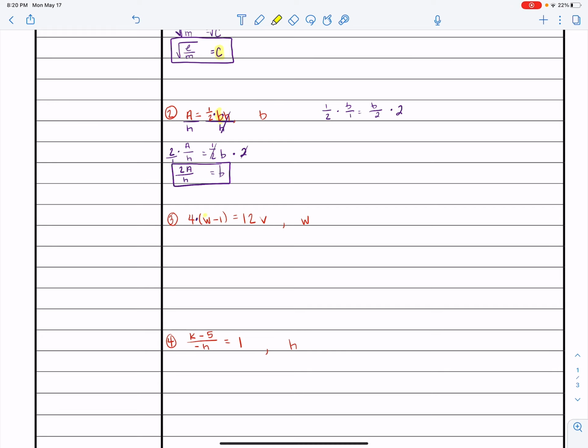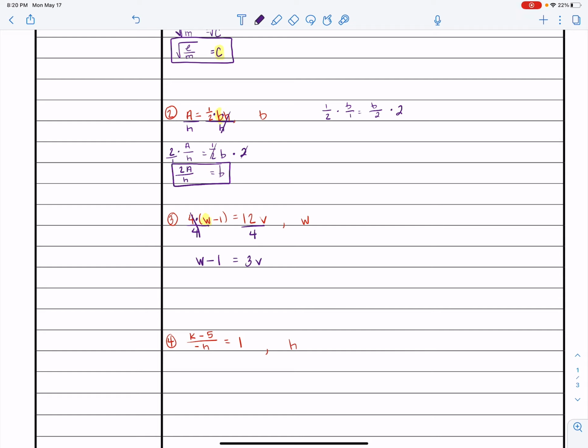So in order to isolate w, I have to get rid of that 4 first so that I can break apart the parentheses, because now I just have w minus 1. 12v divided by 4, because you have to do the same thing to both sides. 12 divided by 4 is 3.